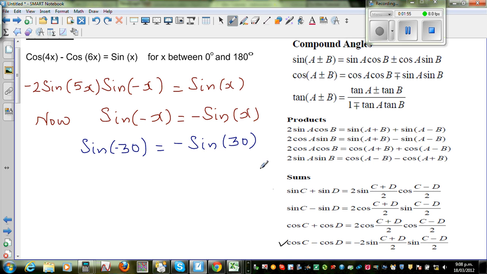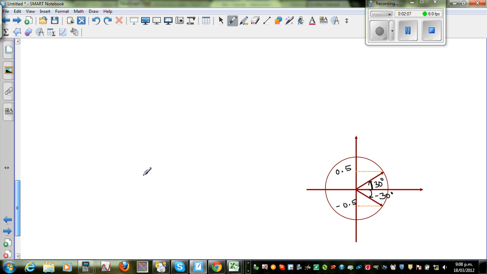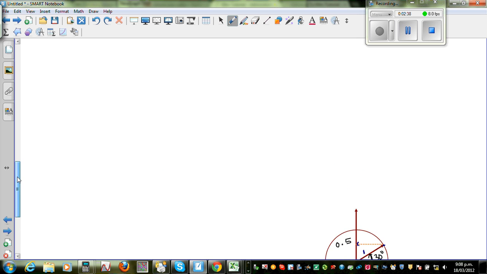So sine of 30, I hope you know, is half. So this is minus half, and sine of minus 30 would also be minus half. I've shown this in a unit circle diagram. This is your unit circle of radius 1. If you're going 30 degrees, sine corresponds to your y coordinate. So at 30 degrees, when the point has moved anticlockwise 30 degrees, the y coordinate is 0.5. And when it moves clockwise, sine of minus 30 is minus 0.5. Hopefully that is clear.